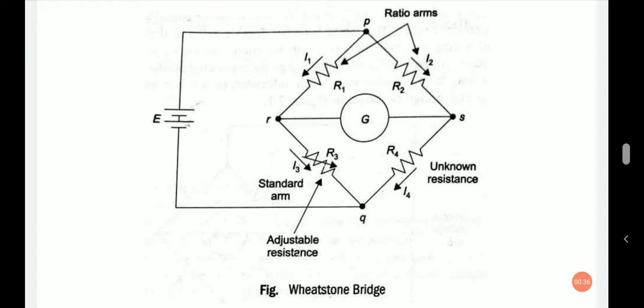R1 and R2 are fixed resistances, called the ratio arm, and the variable or adjustable resistance R3 is called the standard arm, and the unknown resistance R4 is connected. And for representation of null deflection, a galvanometer is connected in between the two branches of the bridge, and a voltage source or battery is connected to the bridge.